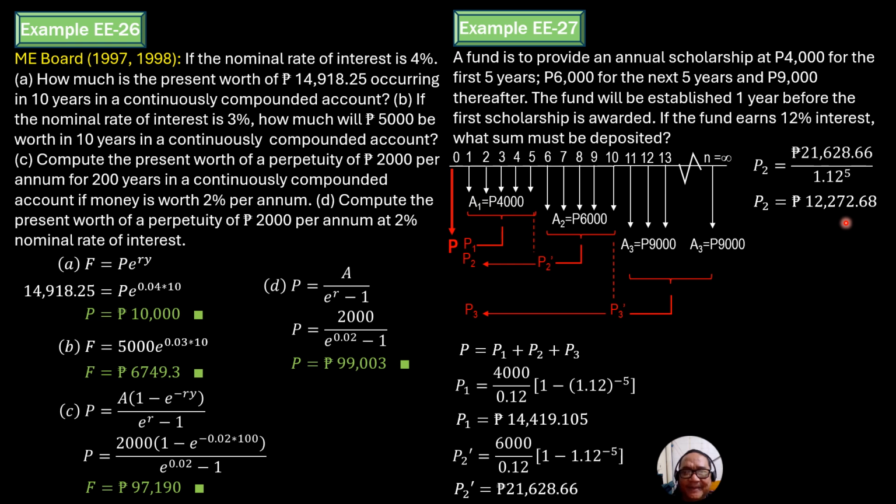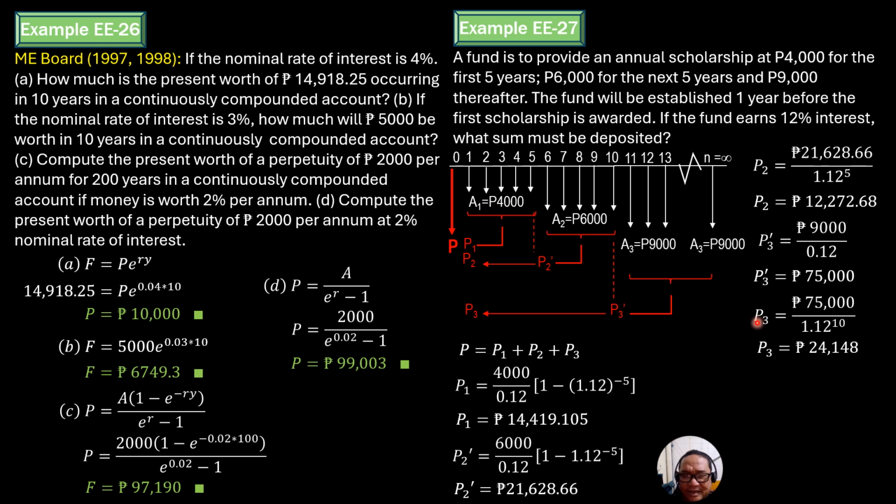And that is equal to 12,272.68. Then P3 prime is just 9,000 over 0.12, perpetuity, remember? Because this is indefinite, and that is equal to 75,000 pesos. Then this value is divided by 1 plus i to the 10, 1.12 to the 10. And that is equal to 24,148.